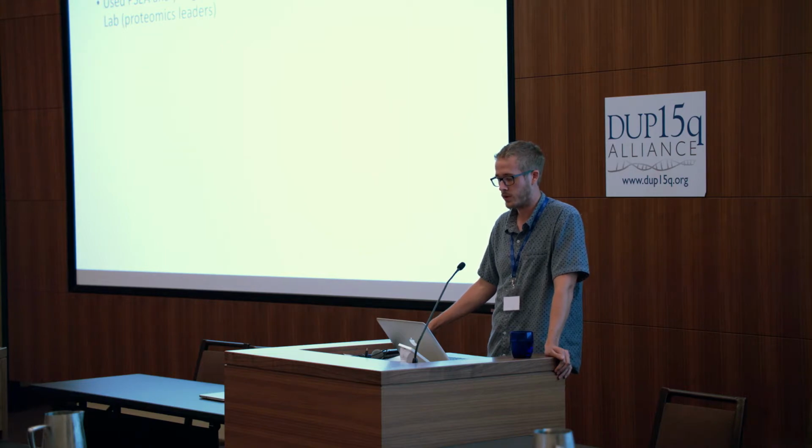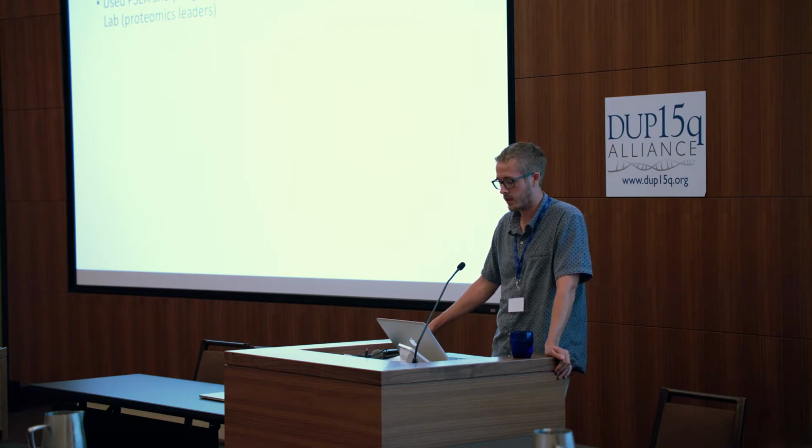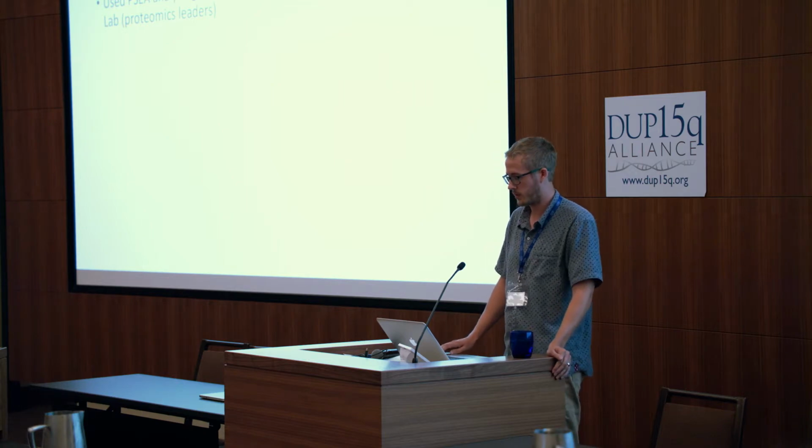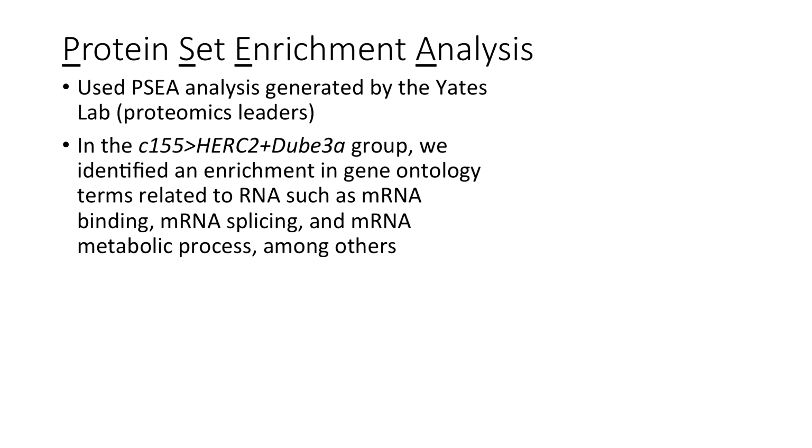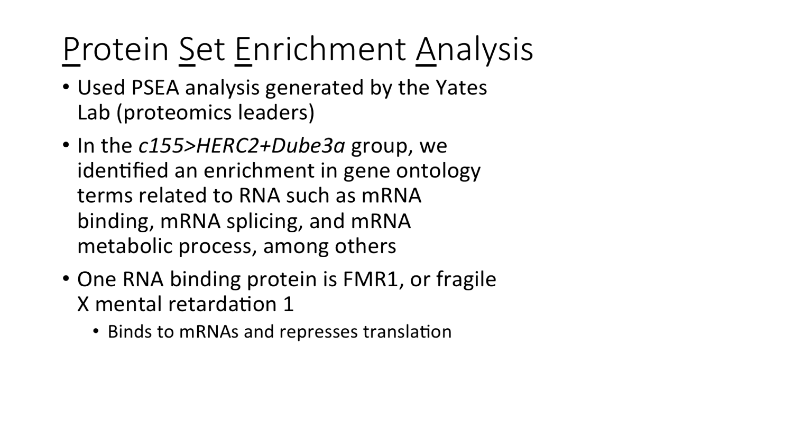And for this, I used protein set enrichment analysis. You might be familiar with gene set enrichment analysis for RNA-seq data. This is a similar tool developed by the Yates lab, who are proteomics leaders in the field. When I ran this analysis on my flies that were overexpressing both HERC2 and UBE3A, I found enrichment for things related to RNA, such as mRNA processing, mRNA binding, RNA metabolism, among a lot of other things. And one of those proteins was FMR1.